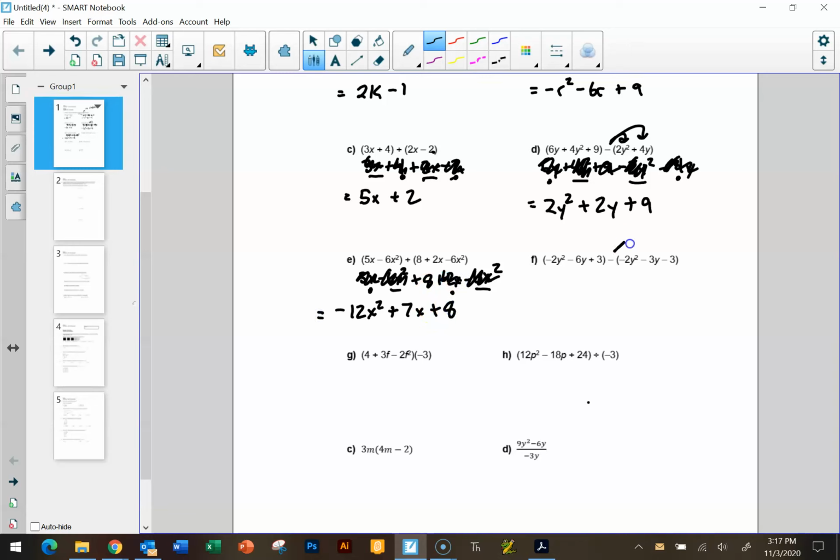This one's got a negative sign, so right away I'm going to know that I have to distribute. So I'm going to drop the front brackets, which I can do. There's nothing out front here. Minus 6y plus 3, and then I'll apply this negative through.